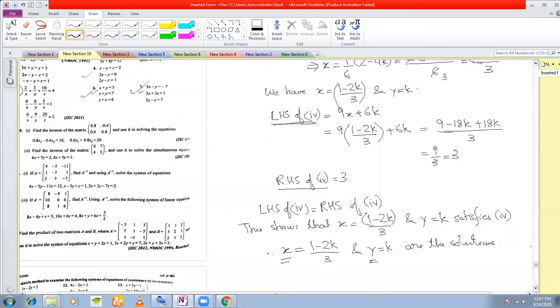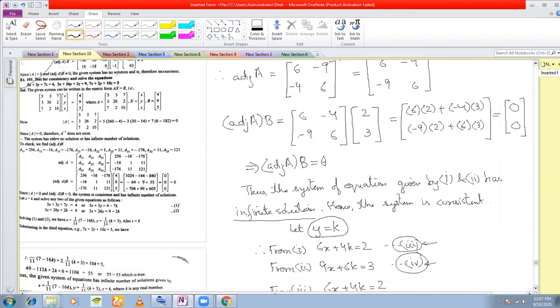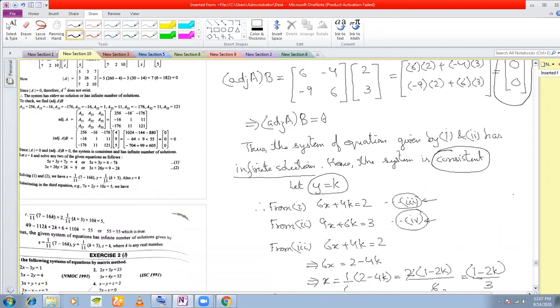So this is how you check for consistency and inconsistency. You've got a null matrix here, but suppose if you had got a non-null matrix here, then what would you have said? You would have said the system is inconsistent, and then you would not have gone through all this pain.